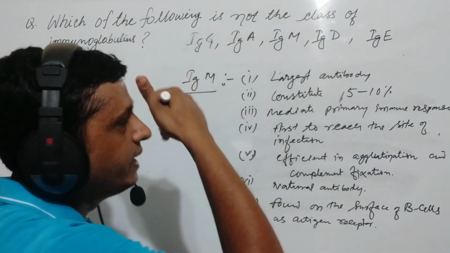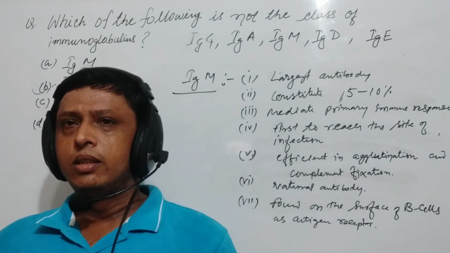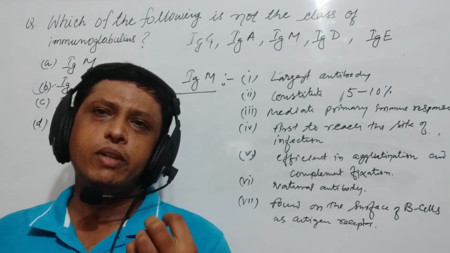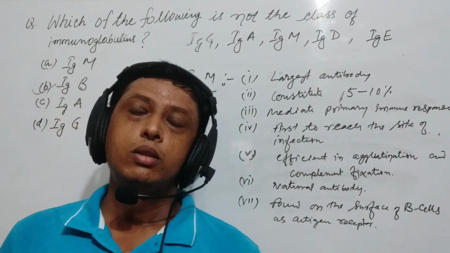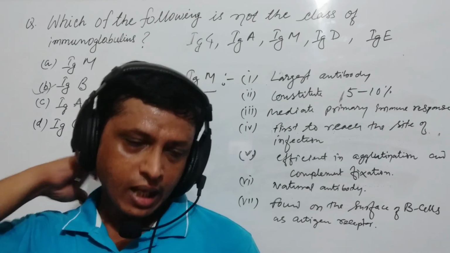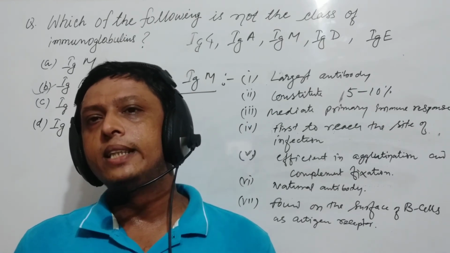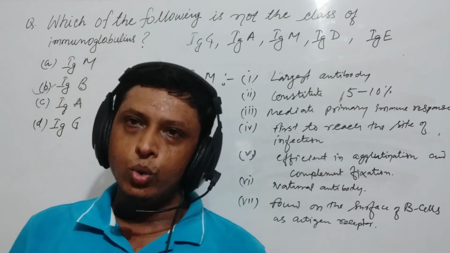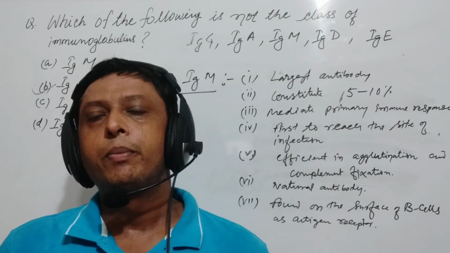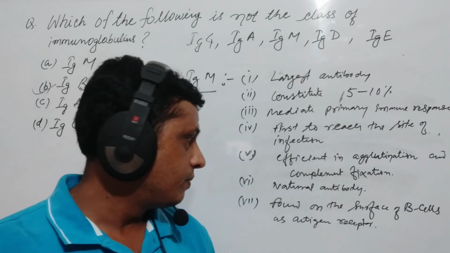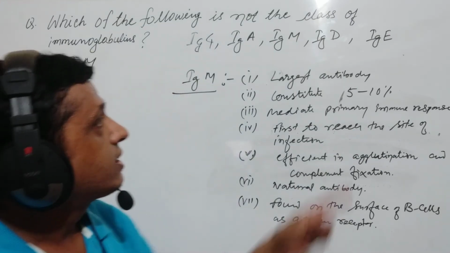Then you have IgD. IgD, or immunoglobulin D, is found in very small amounts, about 1% of the total immunoglobulin. The actual function of IgD is still not known, but it is found on the surface of B cells. Therefore, it acts as an antigen receptor.